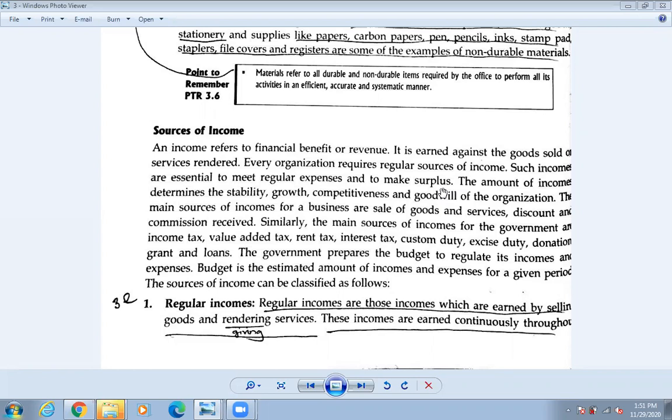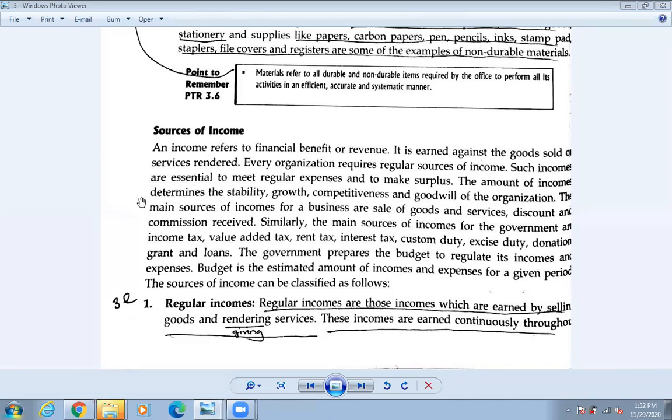Or he is going to do investment in something. He can make investments. Having a surplus is good. That's why there must be a regular income. Regular income is necessary, a continuously coming income is necessary. The amount of income determines the stability and growth, competitiveness and goodwill of the organization.